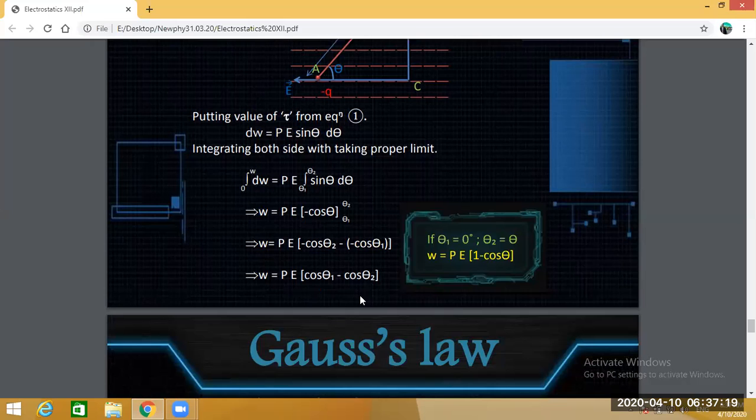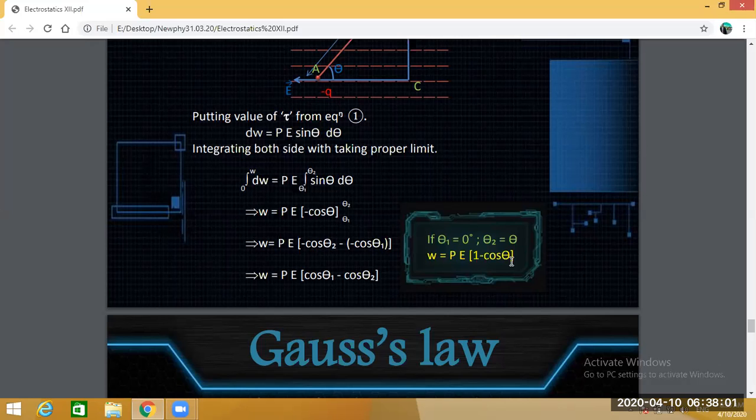This is the general expression for work done. Now we restrict the situation. If we take the initial orientation of the dipole at an angle theta 1 equal to 0, and the final orientation theta 2 equal to theta, then cos 0 equals 1, and cos theta 2 becomes cos theta. So our expression will be W equal to PE into 1 minus cos theta.